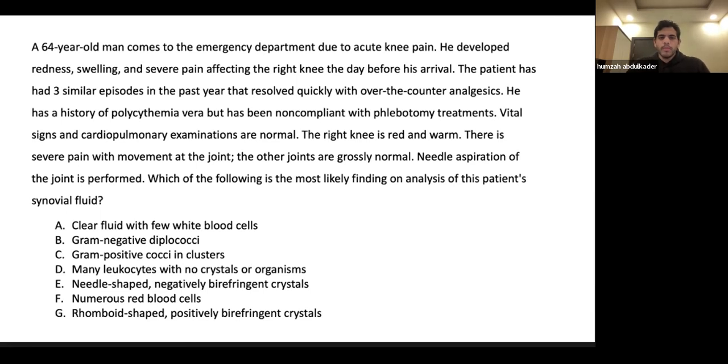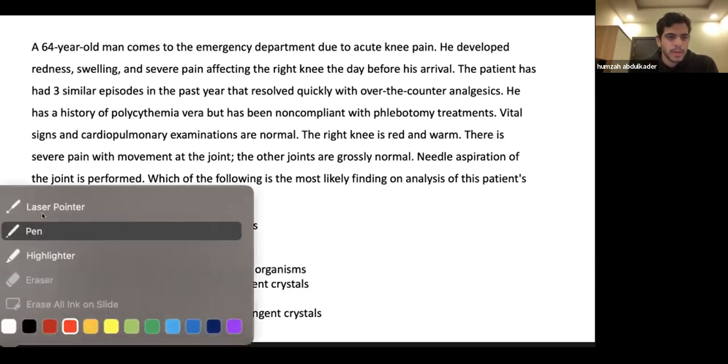Okay. So this is a bit of a tricky question. I'll tell you that. A 64-year-old man comes to the emergency. I lost the pen. Okay.